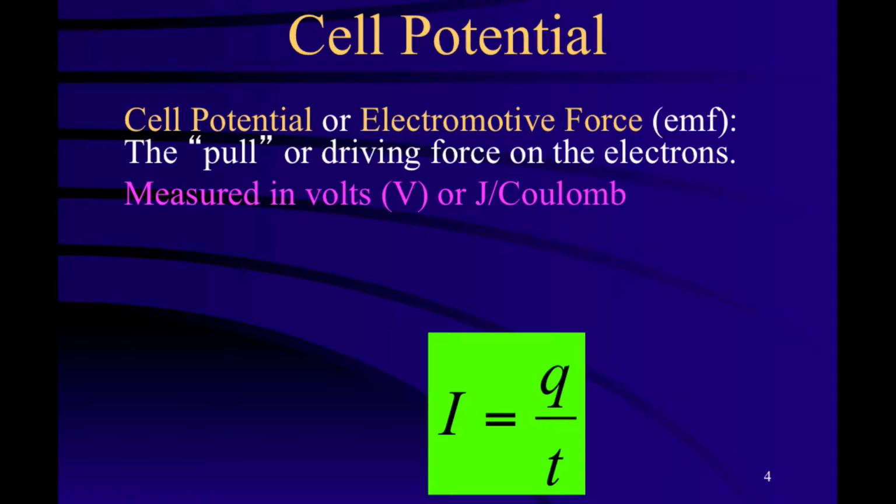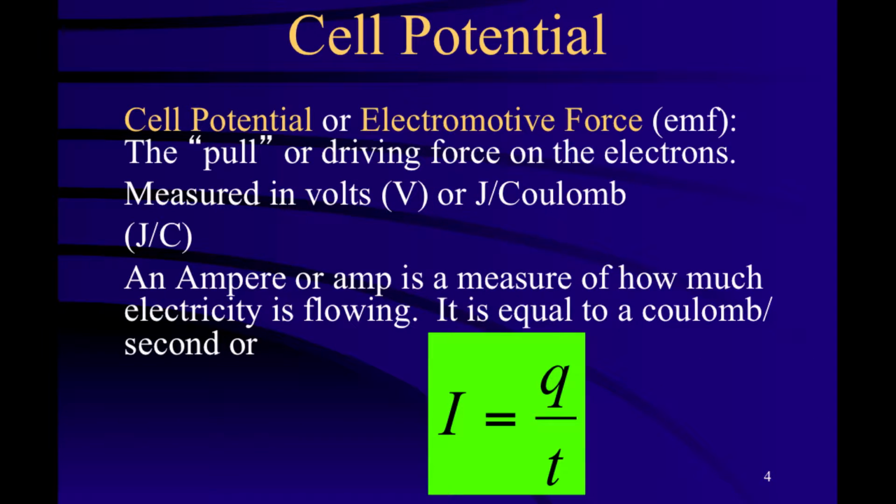This is just going to help your stoichiometry go a little bit better. So get down that potential is volts, and it's measured in joules divided by coulombs, J/C. An amp is how much electricity is flowing, and it's equal to a coulomb per second. I means amperes. I don't know why. I is current, or amperes, is equal to Q, which is the charge, in coulombs, per second. So Q over T. A volt is joules per coulomb, and amp is Q over T.